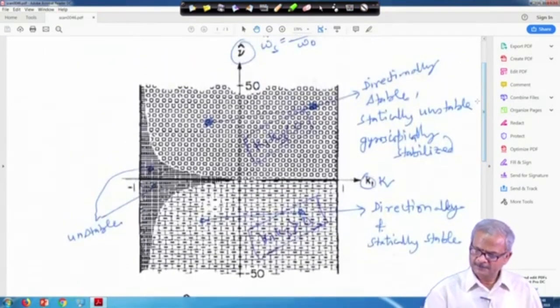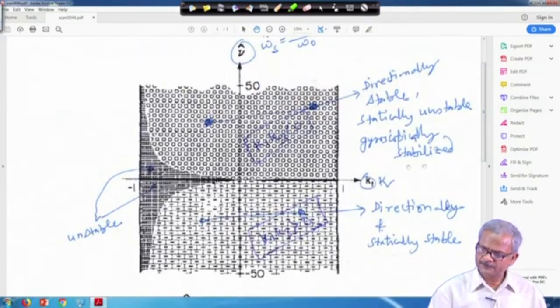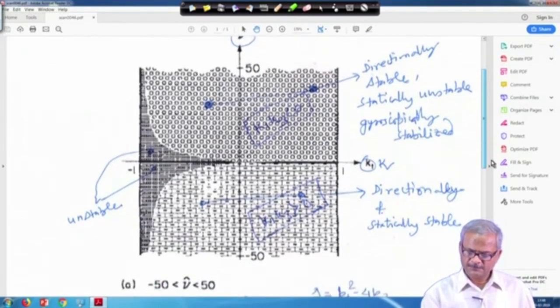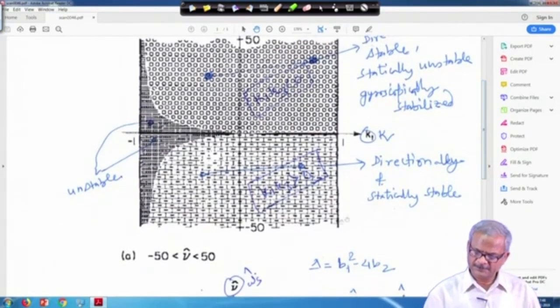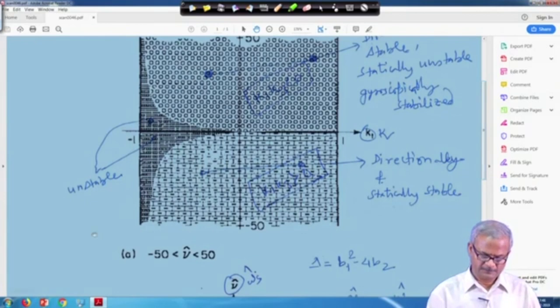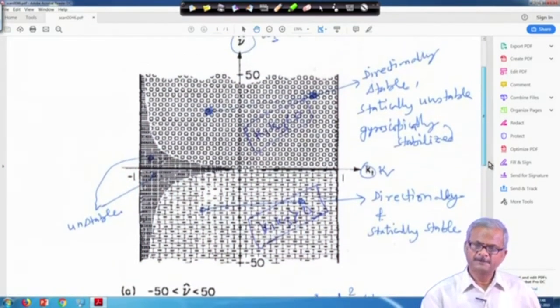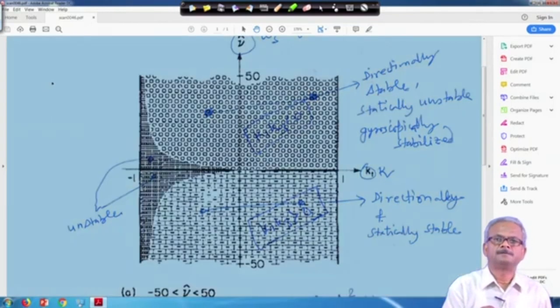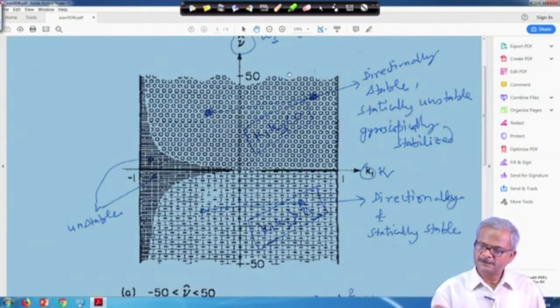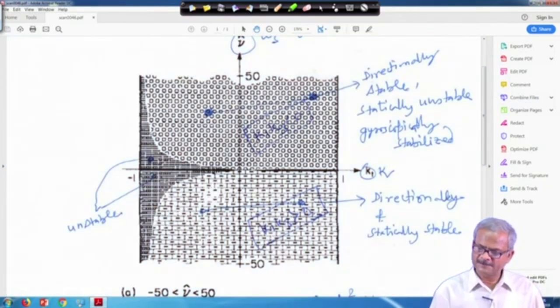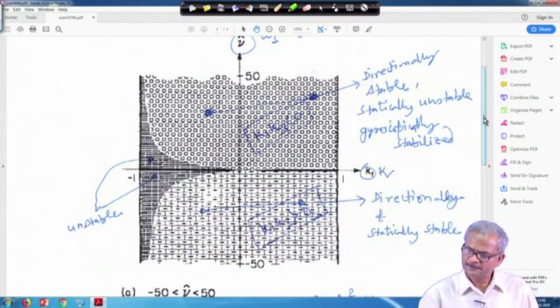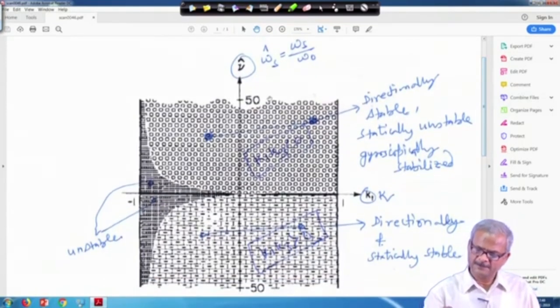Now, we take this figure. What you are seeing here, as you can see, this cursor is at nu cap or the omega s cap, which is here minus 50, and on the downside it is minus 50 in this place. The k value does not change, k is from 1 to minus 1 on the left hand side.